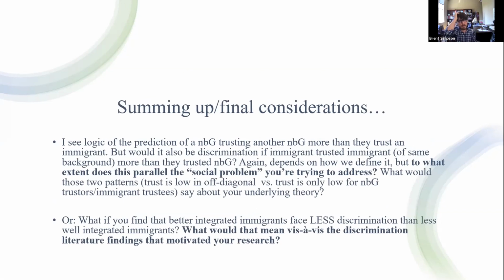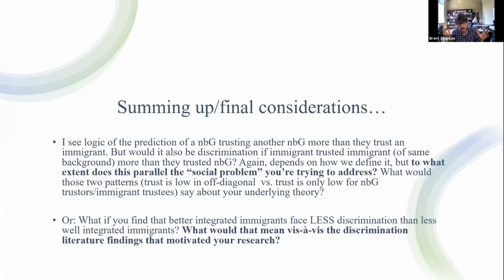So I want to sum up by primarily going back to some of the things I said earlier. I see very much the logic of the prediction that a native-born German trusting another native-born German more than they trust an immigrant. But as I asked earlier, would it also be discrimination if the immigrant trusted an immigrant of the same background more than they trusted the native-born German? Again, it depends on how we define it, but however we define it, we can ask, to what extent does this parallel the social problem that you're trying to address? That is low trust in integrated immigrants.